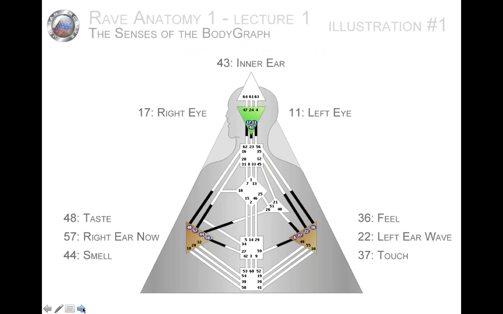Some of these images are really beautiful. They were originally created by Ra in 2008, and then Jovian, through Ra's son Loki, updated these images for our purposes here, and just kind of tidied them up a bit so they're much nicer looking now and updated. But basically what we're looking at in lecture 1 is the senses of the body graph.